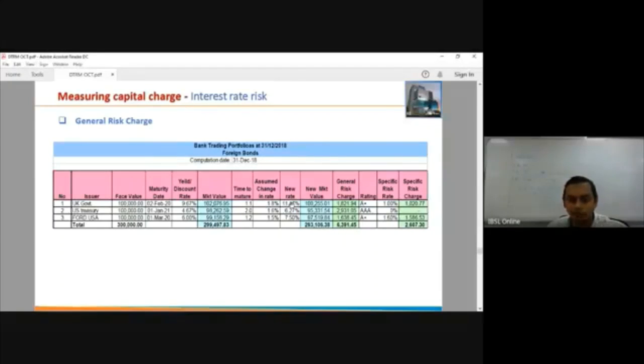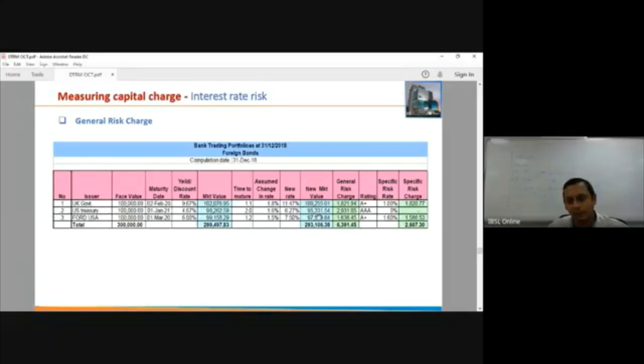So now you can add the change in yield to your original market rate to get the new market rate. So 9.67 plus 1.8 is 11.47. Similarly, 4.67 plus 1.6 is 6.27.